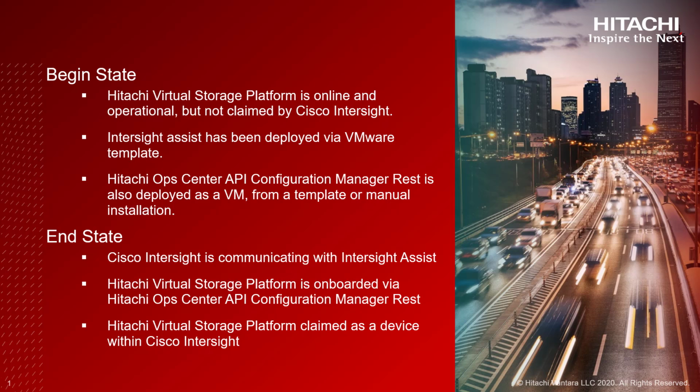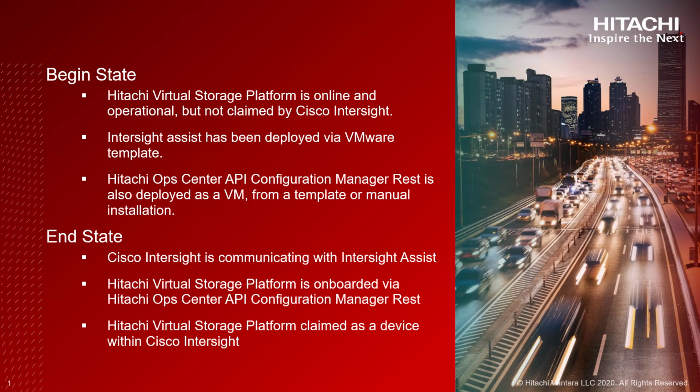First is having a Hitachi virtualized storage platform online and unclaimed by Cisco Intersight. Next, you need to have the Cisco Intersight Assist VM deployed within your environment. Along with that Intersight Assist VM, we also need a Hitachi Ops Center API Configuration Manager server, or VM, so that we can communicate between Cisco Intersight and the Hitachi storage.